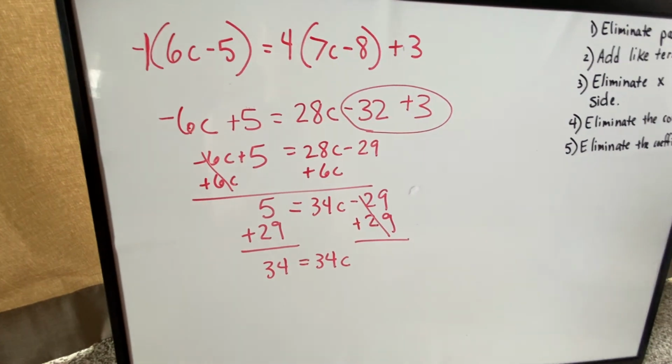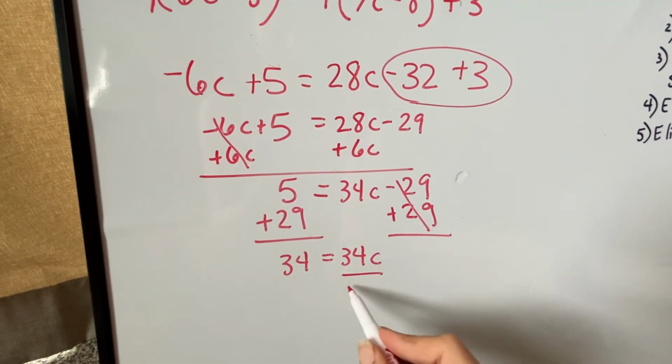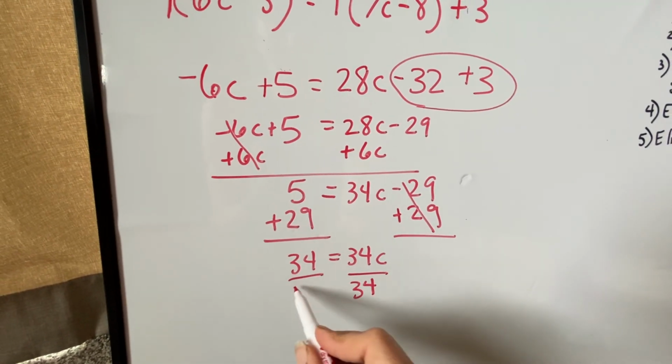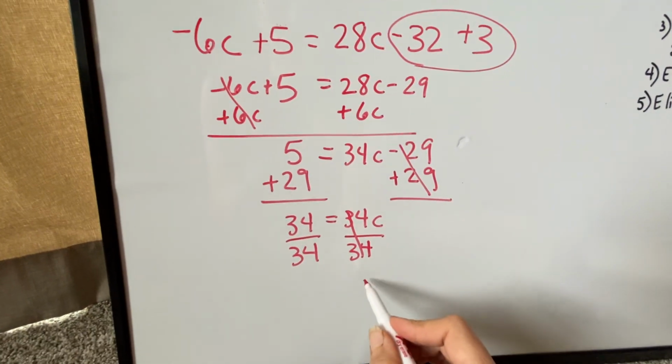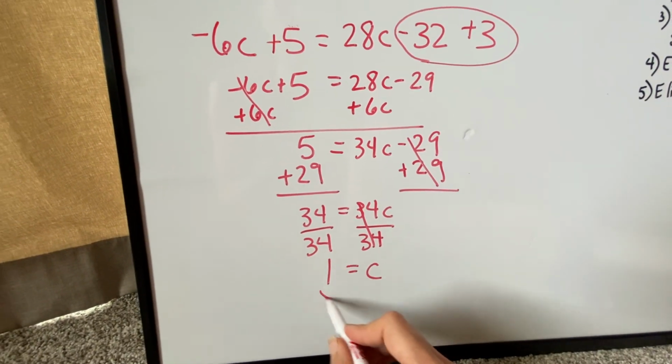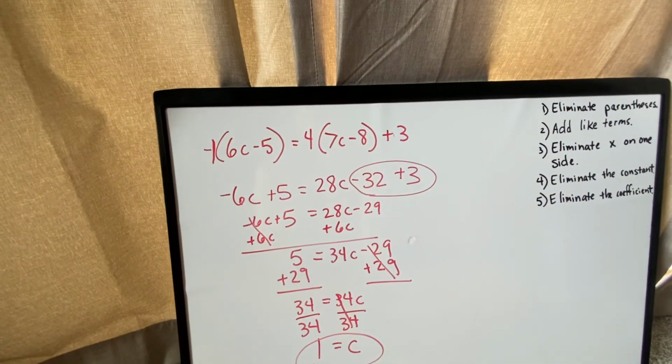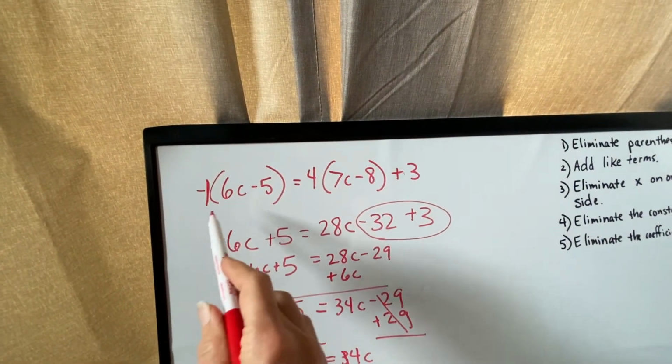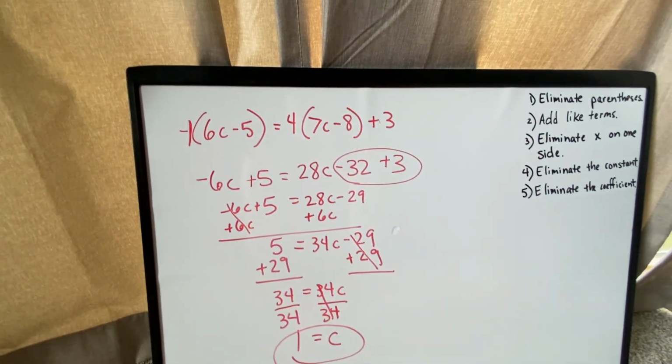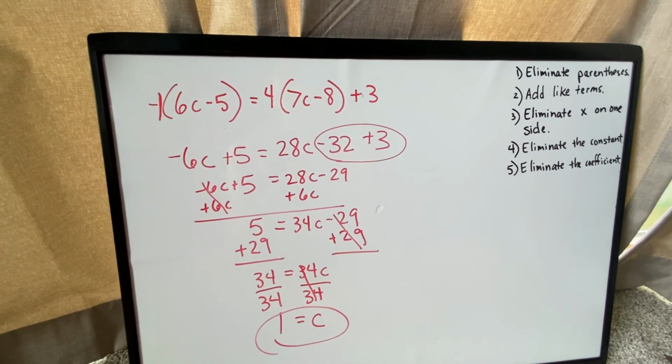Okay, now it says to eliminate the coefficient. We're going to do the opposite of what's happening here. This is being multiplied, so we're going to divide. C equals 1. Wow, who knew that 1 could answer this question right here? So C is 1 in this equation.